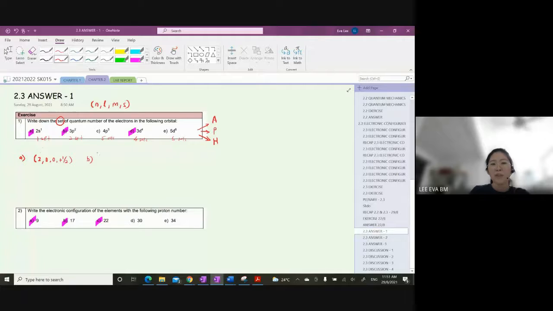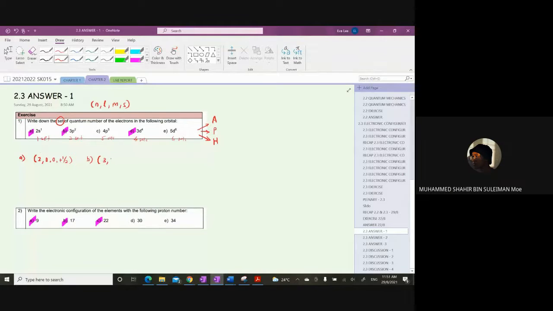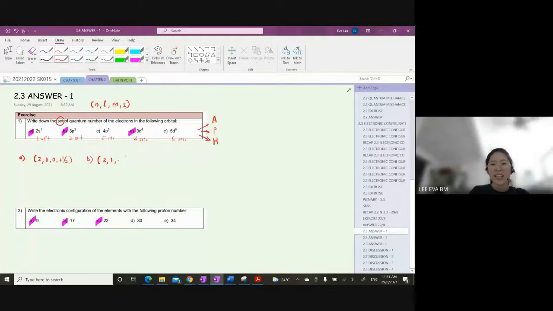And for 1B, we have 2p2. So what is the value for p, for your l? 1. So over here, for this column, I highlight in yellow, it should be positive 1, 0, or negative 1. So if Madam choose positive 1, I will put the spin positive half first. And then your second electron, according to Hans rule, saya kena isi satu lagi orbital yang lain.